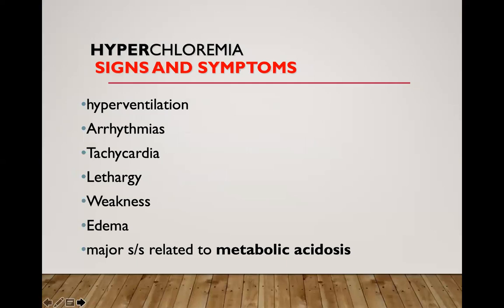So how do we recognize symptoms of hyperchloremia? Patients may present with hyperventilation, arrhythmia, tachycardia. Patients may be lethargic, some may be weak, others would be edematous, and most of the symptoms are related to metabolic acidosis.